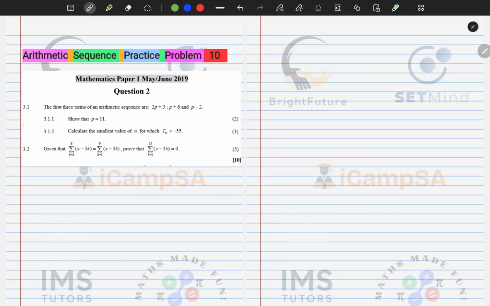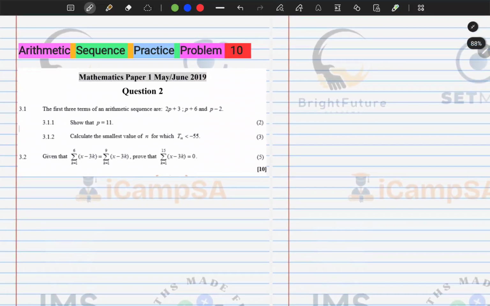In this edition, we are going to be looking at problem set 7, which is our practice problem, and this is from the 2019 May-June examination paper. 3.1 reads, the first three terms of an arithmetic sequence are as follows. And then 3.1.1 requires us to show that P is 11. So let's go ahead and deal with that.